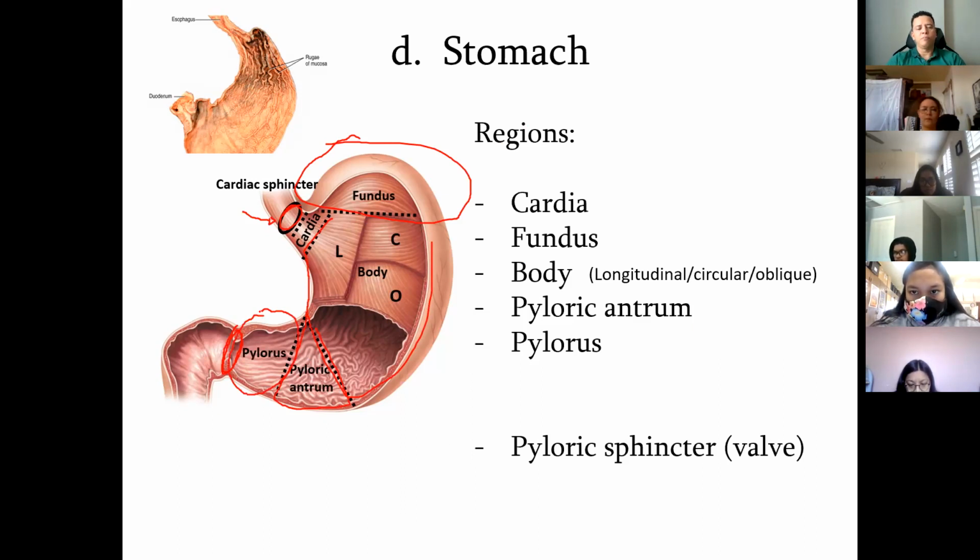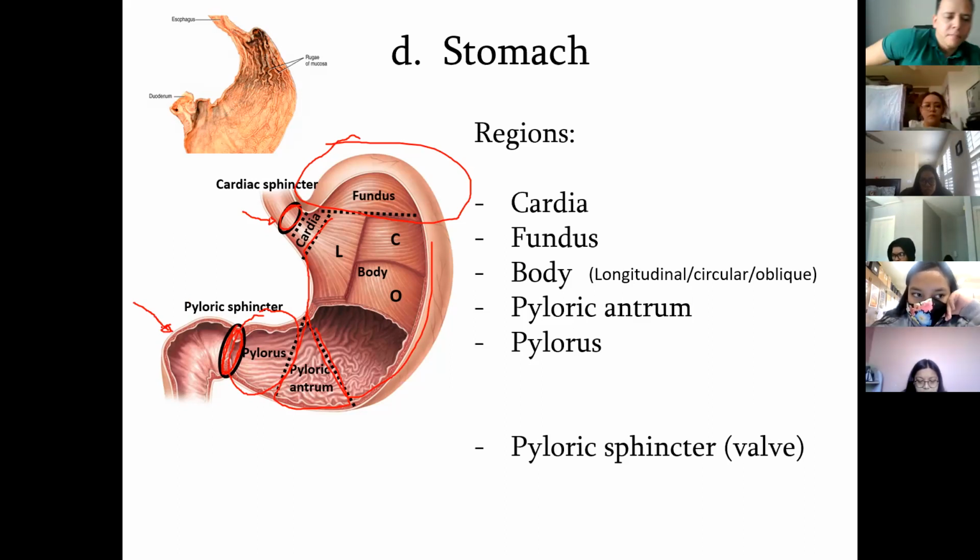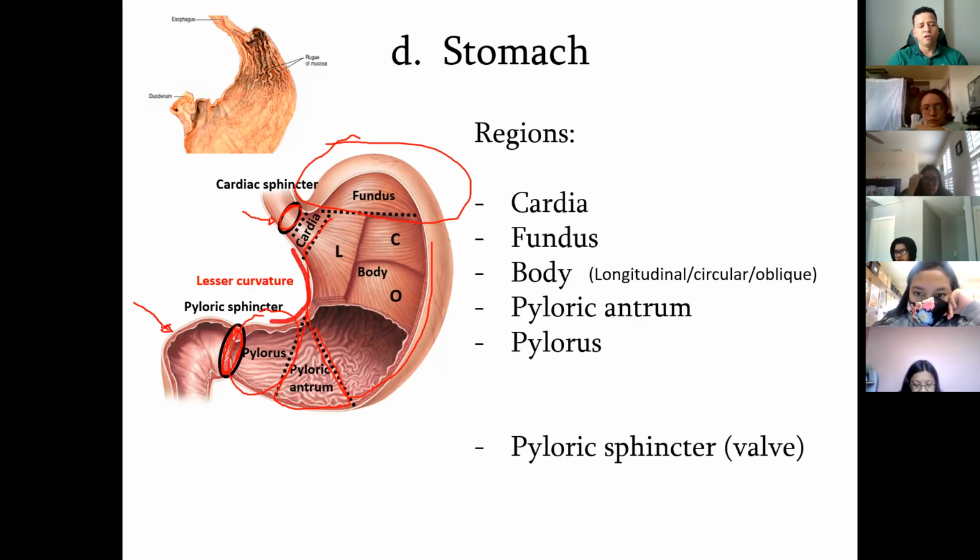Do not confuse the pylorus with the pyloric sphincter. Two different things. A pylorus is a region of the stomach. A pyloric sphincter is a circular muscle at the exit of the stomach, okay? In between the stomach and the duodenum of the small intestine, right? Now, the stomach has two main curvatures. We have a lesser curvature, and we have a greater curvature.